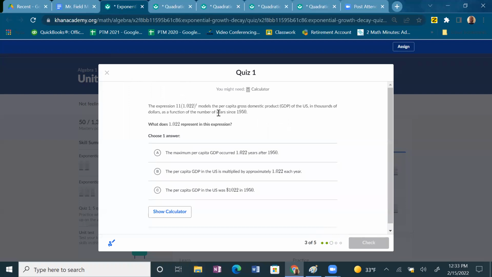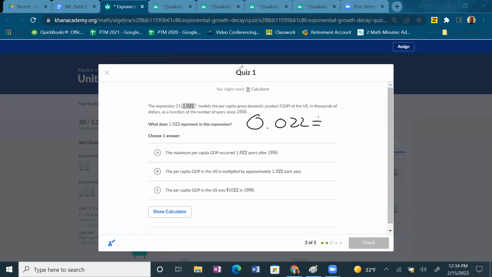The expression models the per capita gross domestic product of the U.S. in thousands of dollars. What does 1.022 represent? That is the growth factor. And we know that if we take away the 1 and we just have the 0.022, that implies 2.2% growth. And so we could either say, oh, okay, it's multiplied by approximately that per year. No, that's not true. That's not true. No, that's the growth factor. Okay.